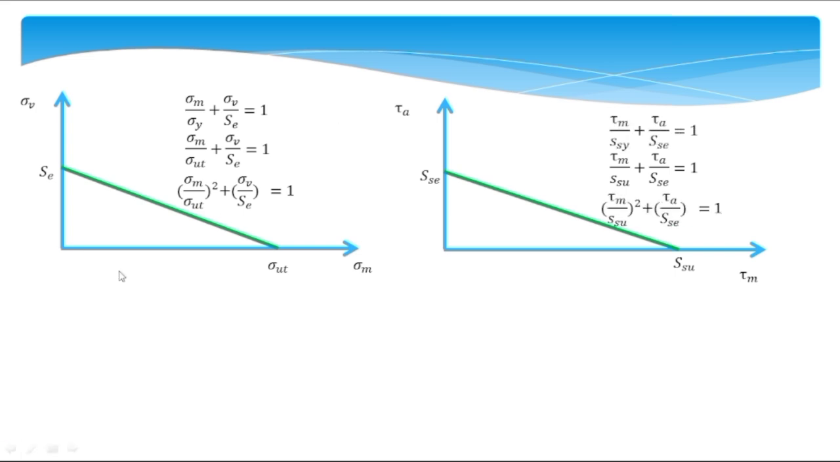Now after that, if you want to be more safe, these equations can be written with a factor of safety as well, like this. Let's take this point. To go to this SSE, you will have to pass through this point. At this point, this is the mean component of the body strength, and this is the alternating component of the body strength. Let's name these components SSM and SSA.